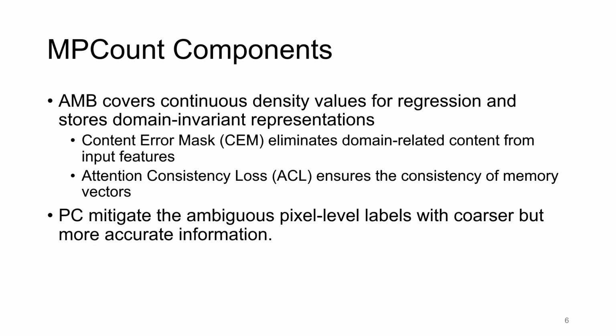AMB covers continuous density values for regression and stores domain-invariant representation, and the content error mask eliminates domain-related content from the features for AMB, and attention consistency loss ensures the consistency of memory vectors in AMB. And another component, PC, mitigates the ambiguous pixel-level labels with coarser but more accurate information.